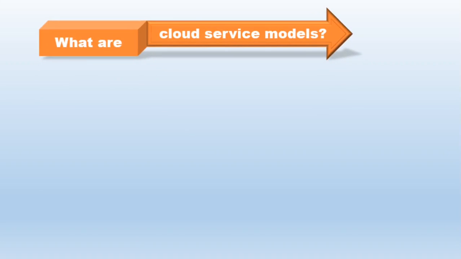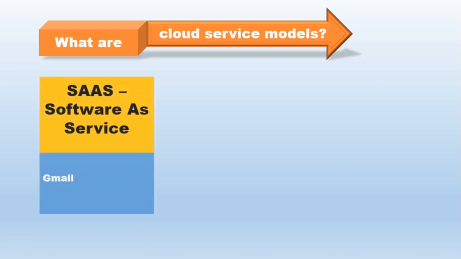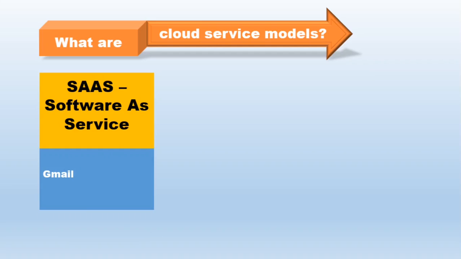Now there are some cloud service models which the cloud provider provides. These are software as a service, platform as a service, and infrastructure as a service. An example of software as a service is Gmail, where you don't need to manage anything except your data, and all the backend servers and everything else is managed by the provider, Google.